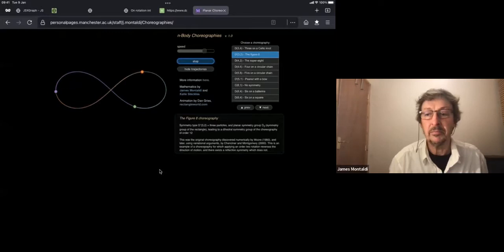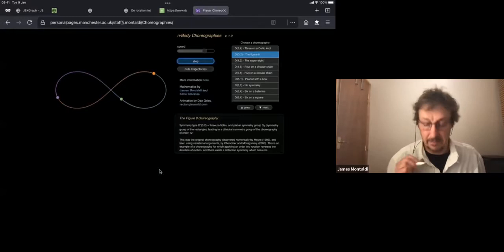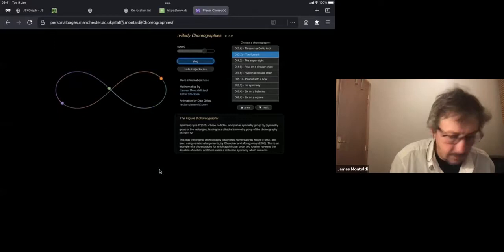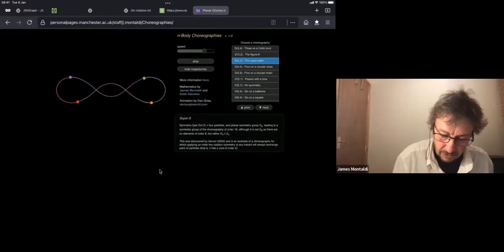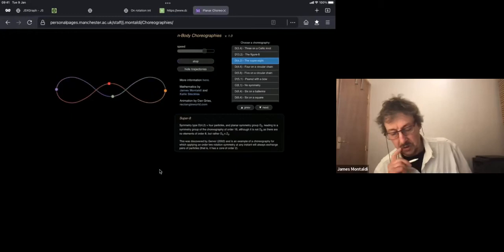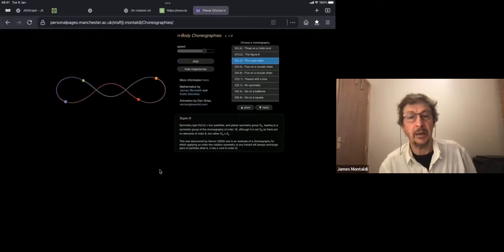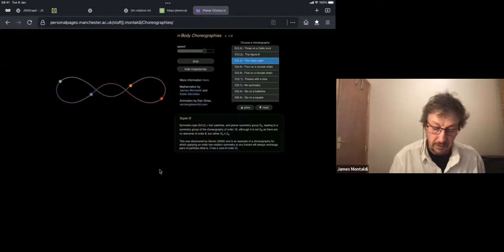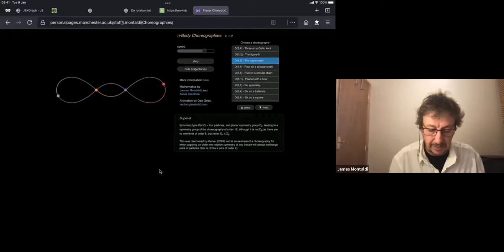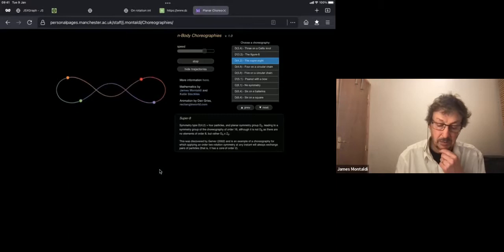Because part of what's built into this is that the particles are equally spaced going around the curve. So a guy, Gerver, a year or two later, produced this example, which he called the Super 8. But he produced it numerically. He didn't prove that this was an actual solution, but he did numerical methods on the ODE, or perhaps on the variational problem, in fact, to produce this as a minimum of the action function.